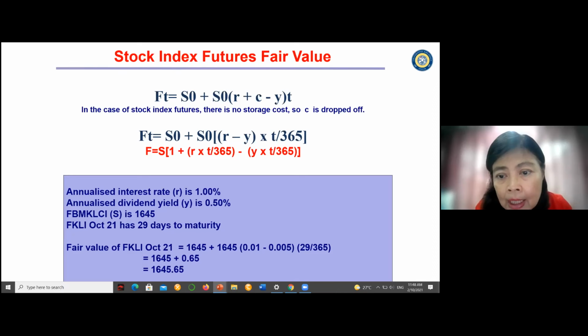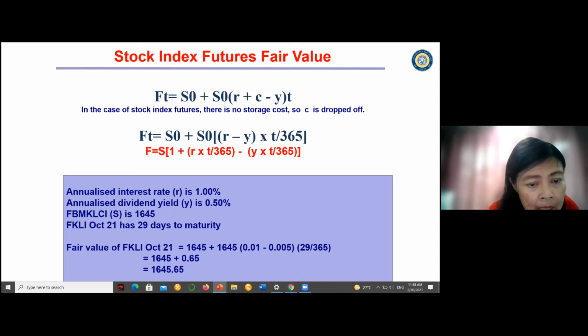So in my case here in Malaysia, your interest rate is 1%. My dividend paid for this month is like 0.5%. Then my spot market is 1645, and from today to the end of the month there are 29 days to maturity. Then I put it into the fair value calculation, so I get 1645 spot plus your cost of carry, which is your spot times the annualized interest rate minus the dividend rate, and then you times it with the number of days, 25 days, over the year, 365 days.